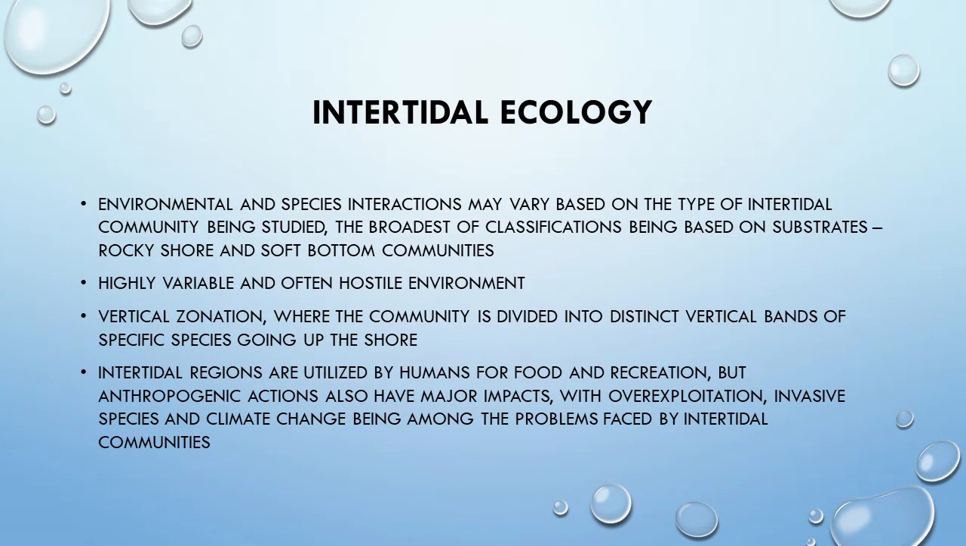Intertidal regions are utilized by humans for food and recreation, but anthropogenic actions also have major impacts, with overexploitation, invasive species, and climate change being among the problems faced by intertidal communities. In some places, marine protected areas or MPAs have been established to protect these areas and aid in scientific research.